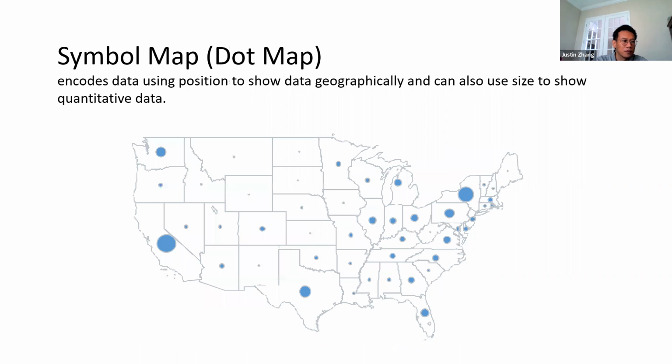Symbol map, sometimes we call it dot map. The symbol map uses dots or symbols on the map to encode data with positions. Size and color can also be used to encode other types of data on the map.